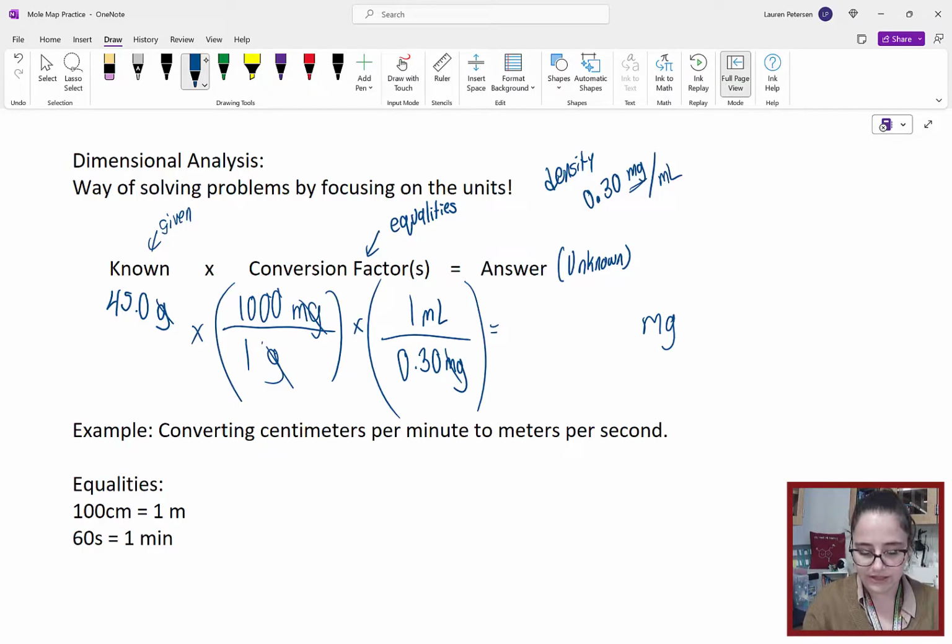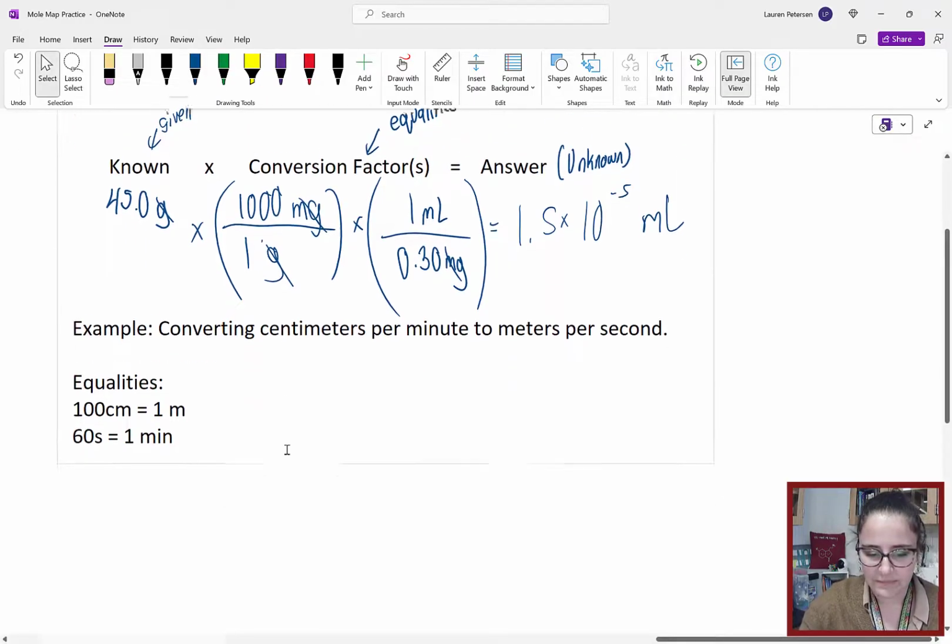Now, plugging this into the calculator, it would be 45.0 times 1,000 over 1. So 1,000 over 1 is just 1,000, times 1 over 0.30. Or you could just think of that as divided by 0.30. And we would get something like 1.5 times 10 to the negative 5. Okay, again, not a super great example there, but showing you how this works.